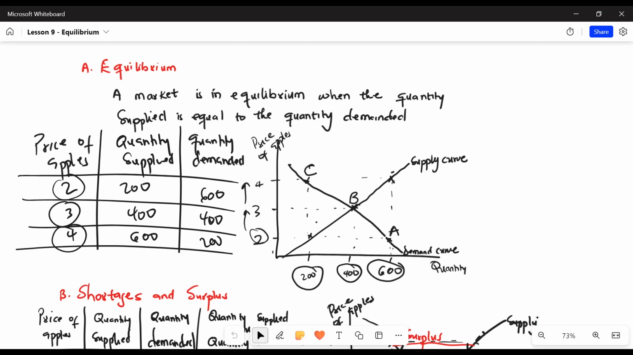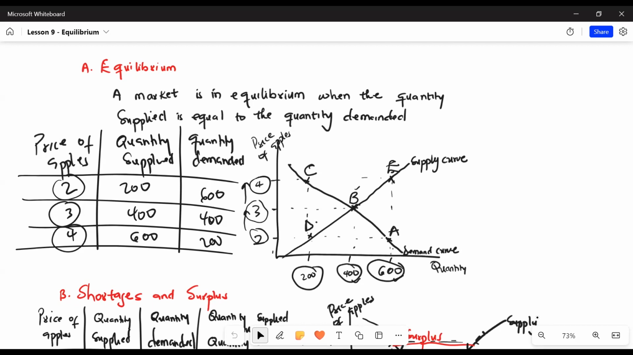Now to draw our supply curve, we map our price to the quantity supplied at each price. When price is 2, quantity supplied is 200, represented by point D. When price increases to 3, quantity supplied is 400, represented by point B. When price increases to 4, quantity supplied increases to 600, represented by point E. Now we can see that the demand curve is downward sloping and the supply curve is upward sloping.